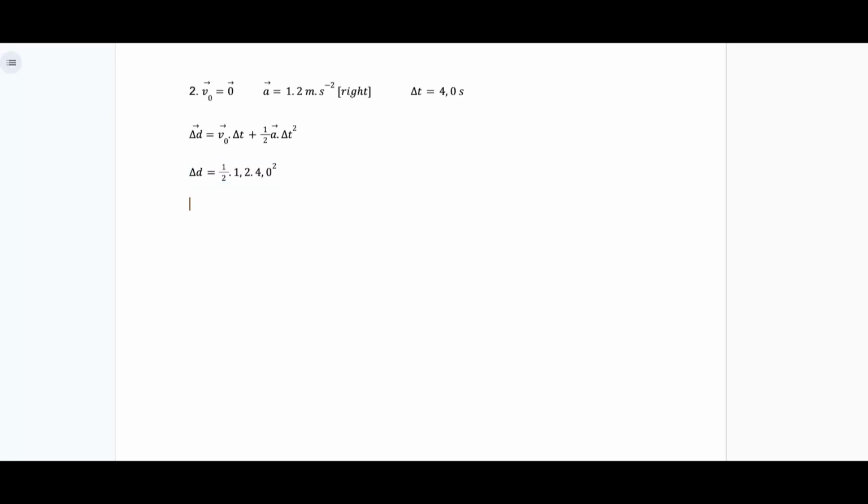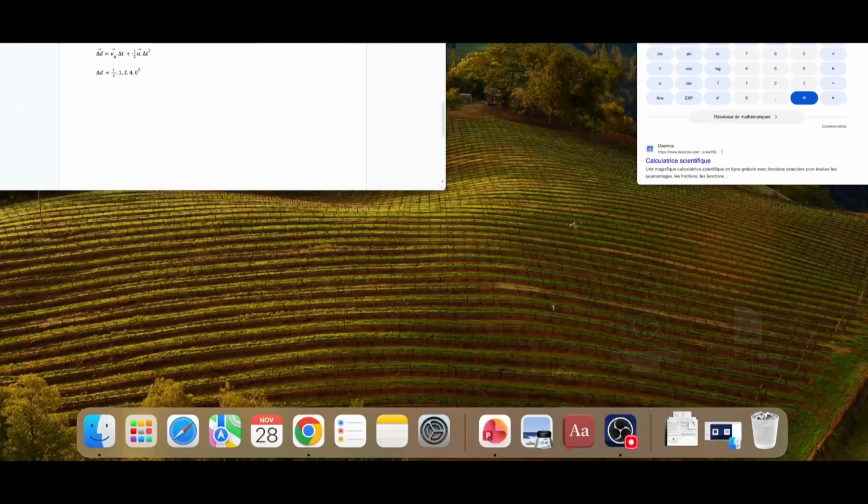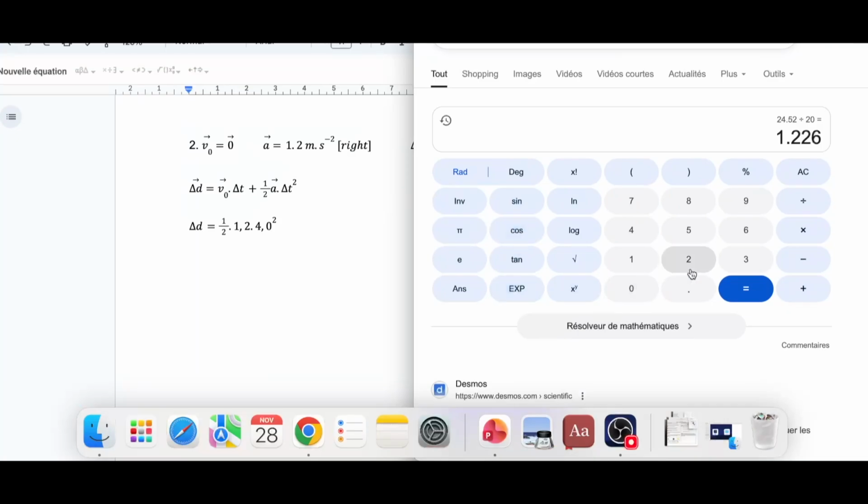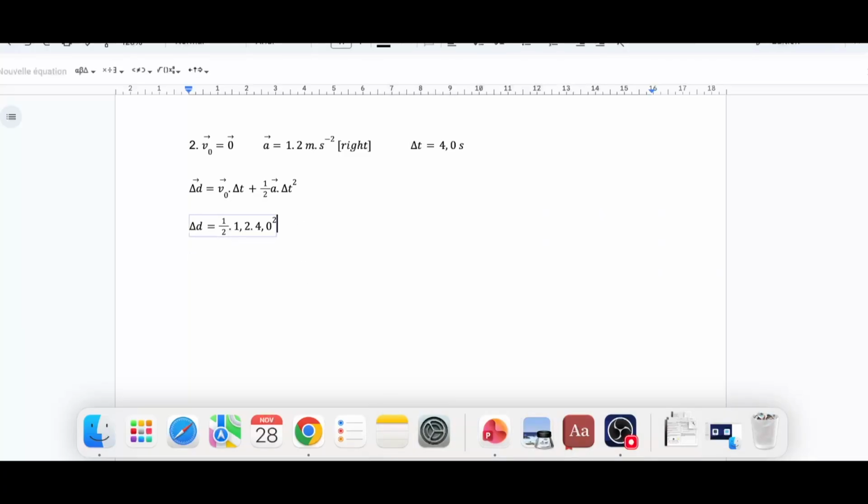Let's put that in the calculator. There we go. 0.5 times 1.2 times 16, with a final answer of 9.6. It means that after 4 seconds of pushing, the box reaches a distance traveled of 9.6 meters.